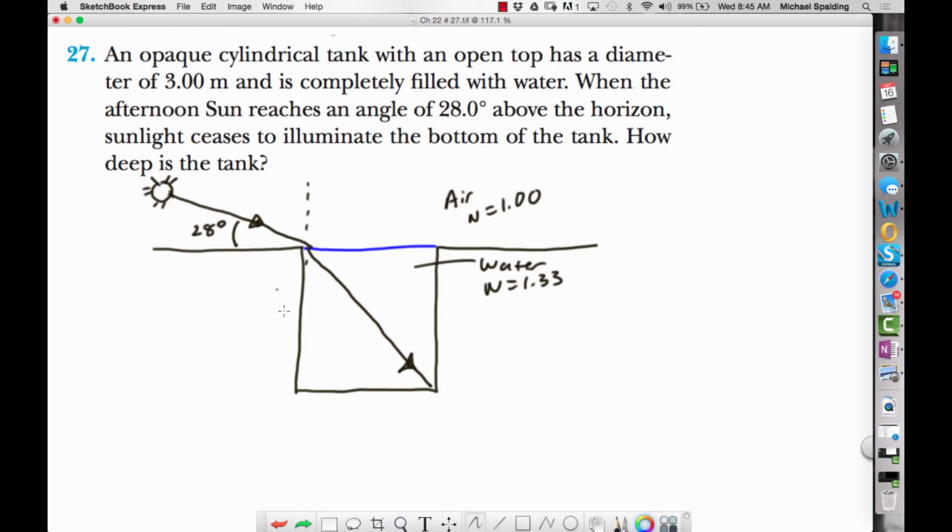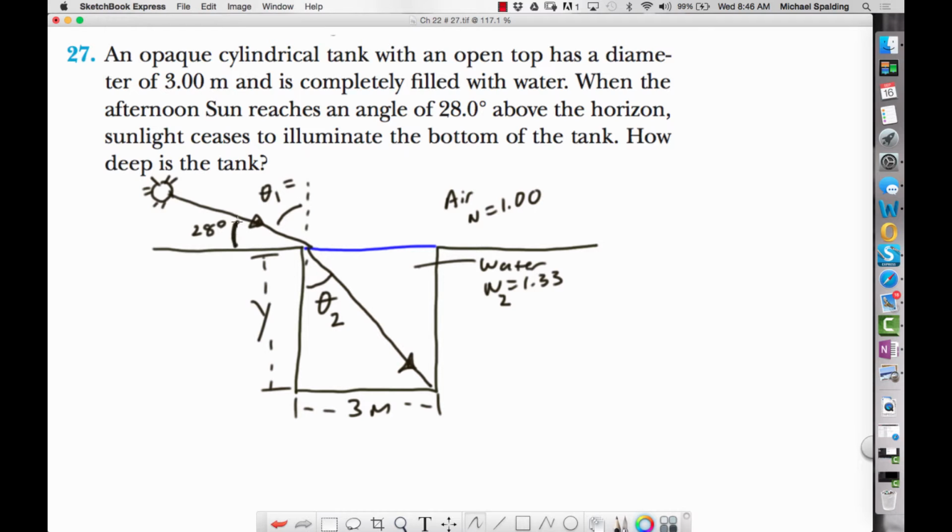We're looking for the depth of the water, or the depth of the tank, so we're going to call that y. We know that the diameter of the tank is 3 meters. So all we have to do in this problem is figure out this angle right here from Snell's law. We'll call this theta 2. The index of refraction for water is going to be n2. This is going to be theta 1.